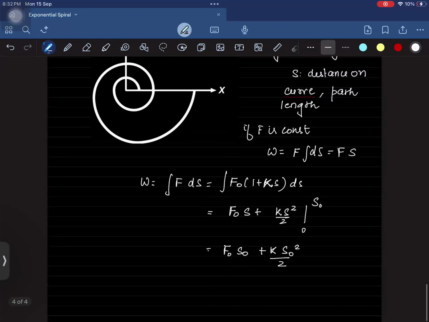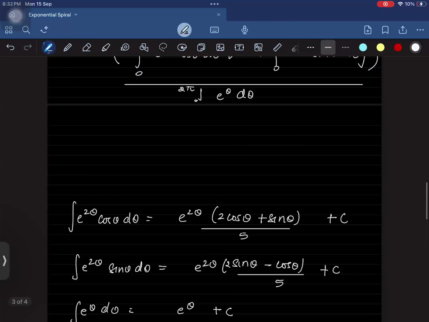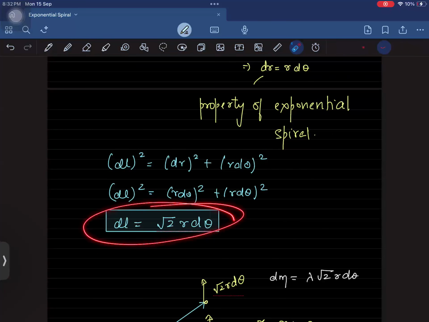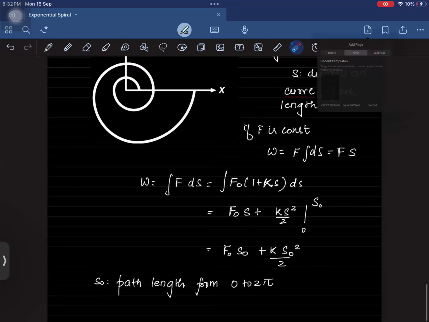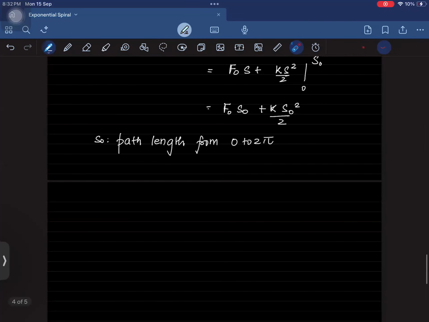So what is s naught? S naught is the path length from 0 to 2 pi. And how do we calculate the path length here? For that, we'll go to the previous question and acknowledge the fact that this small element has the length root 2 r d theta. So s naught will be simply the integral of the small path length, that will be root 2 r d theta.